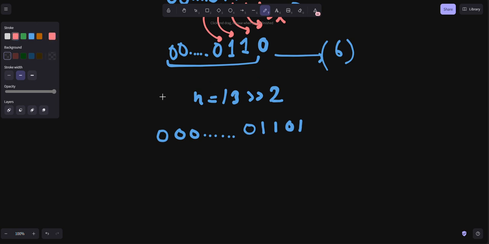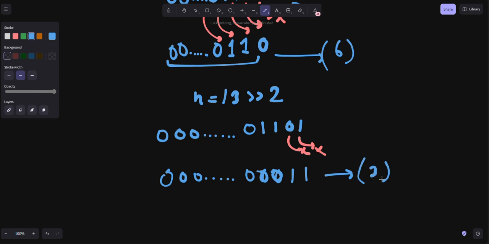Basically you can directly do that: this and this will get discarded, because we are moving them outside, out of the scope, right? So what will be the new number? The new number will be 0 0 0, it will just fill up the zeros, and this will be gone. It will be like this. Got it? Which number will this become? This will become 3, right? If you right shift 13 by 2 places, you will get 3.